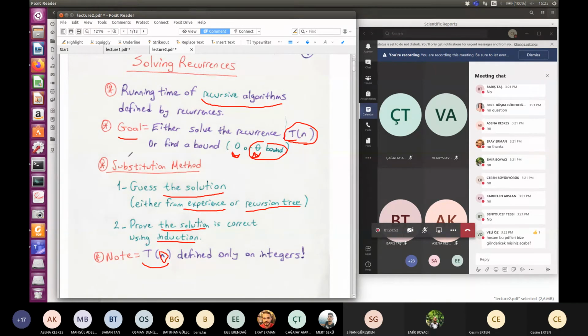So let's see some examples of how we solve recurrences. By the way, this is called the substitution method. So you basically try to make a guess using a recursion tree, and then using induction, you try to prove that your guess is correct for solving this recurrence relation T(n).